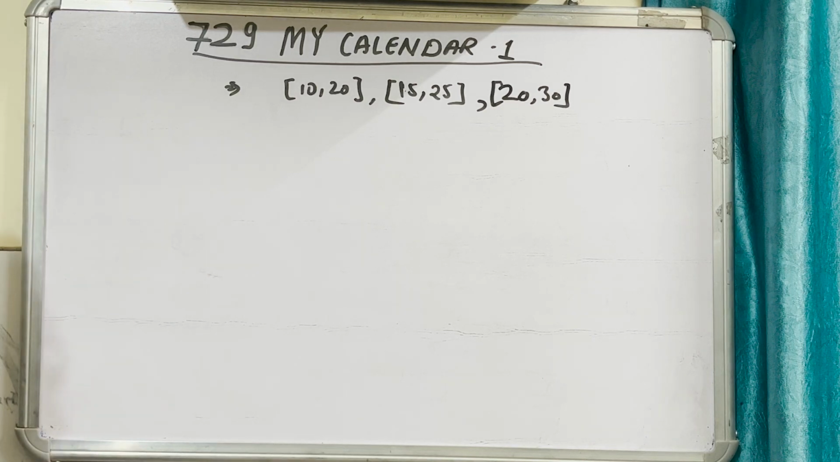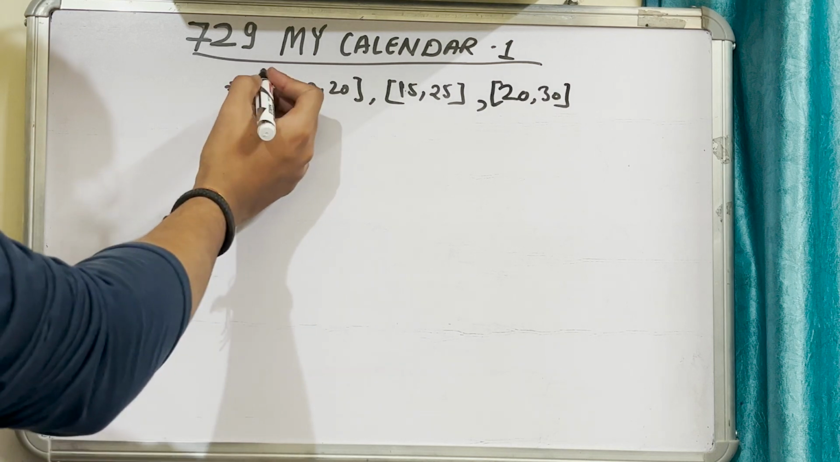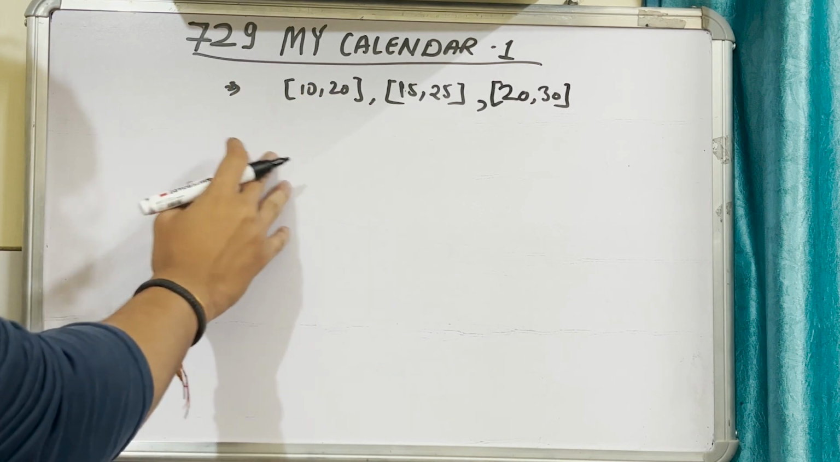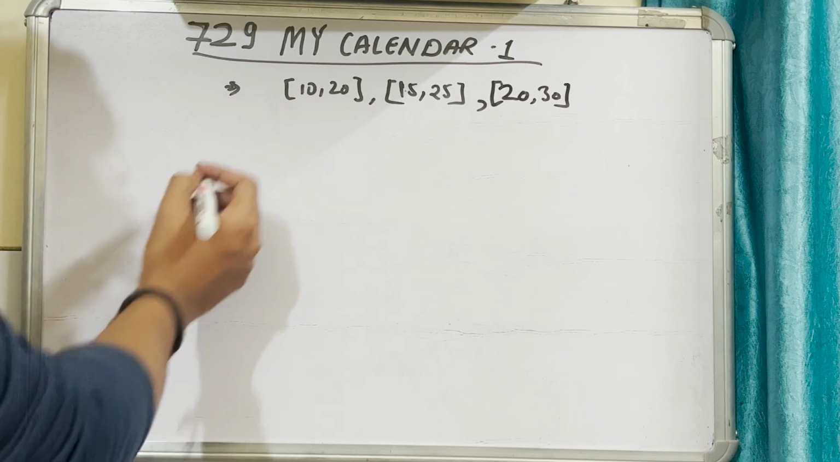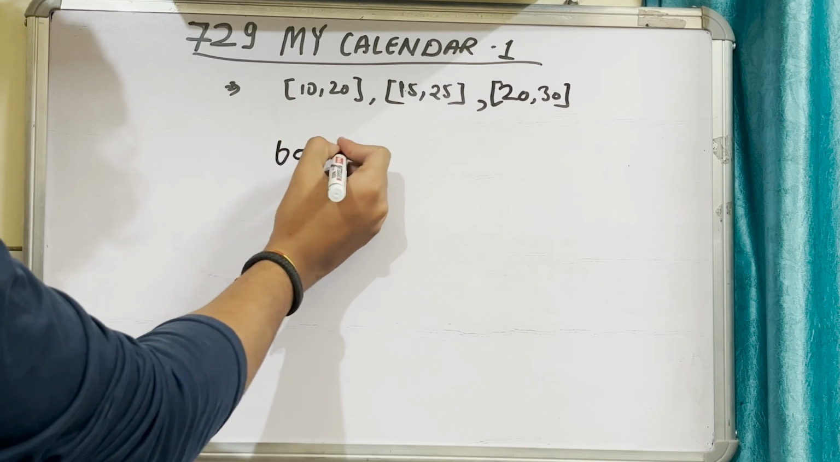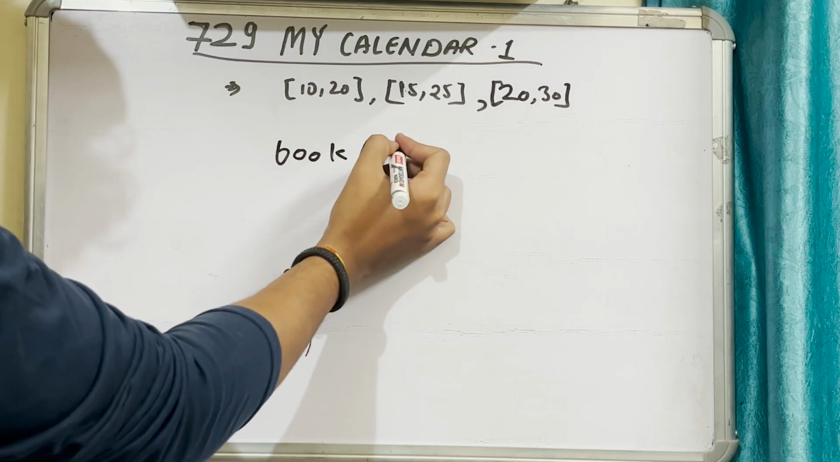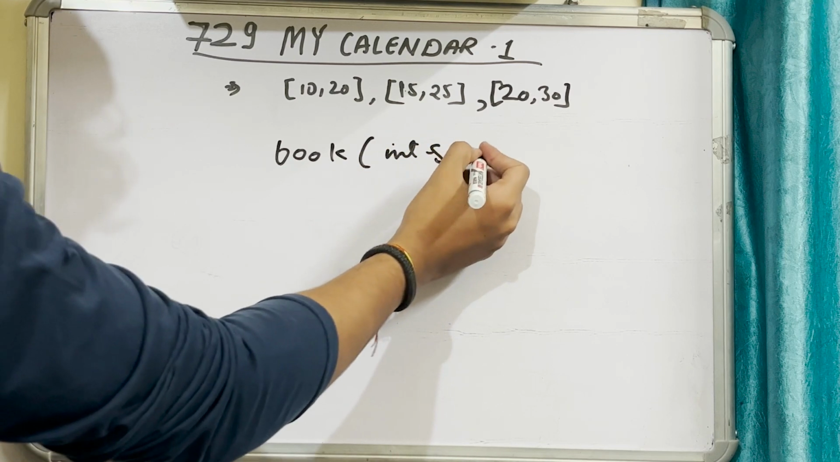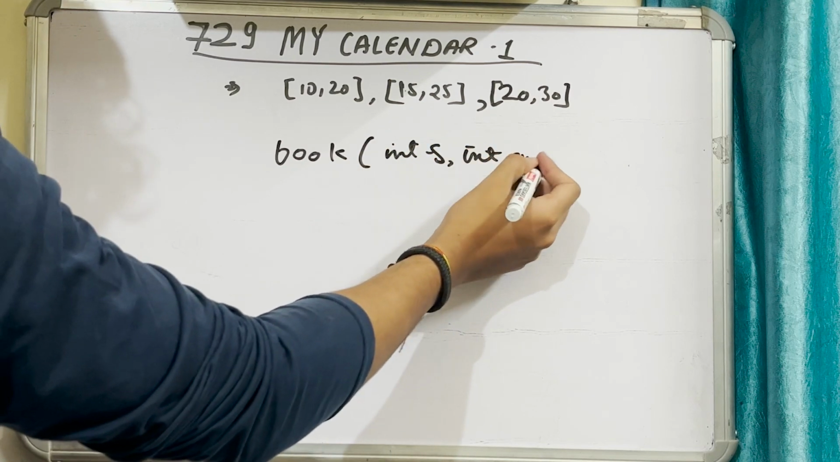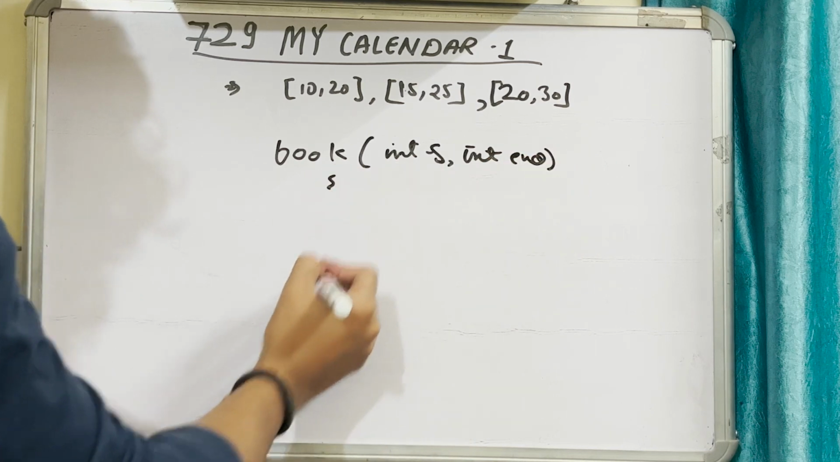So basically we are given a program where we have to implement a calendar class, and in that we will be given a start date and an end date in a function. The name of the function was book. In that book function you'll be given an int start date and an int end date.